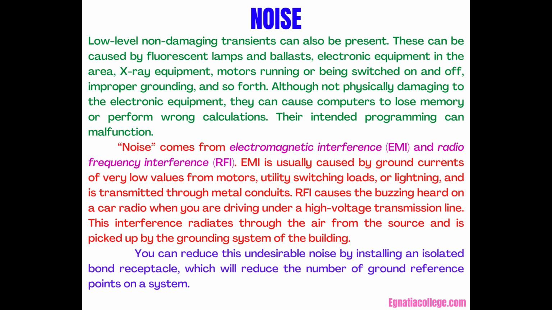Noise comes from electromagnetic interference, EMI, and radio frequency interference, RFI. EMI is usually caused by ground currents of very low values from motors, utility switching loads, or lightning, and is transmitted through metal conduits. RFI causes the buzzing heard on a car radio when you are driving under a high-voltage transmission line. This interference radiates through the air from the source and is picked up by the grounding system of the building. You can reduce this undesirable noise by installing an isolated bond receptacle, which will reduce the number of ground reference points on a system.